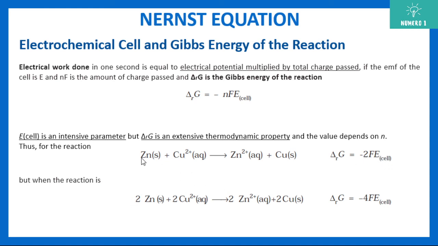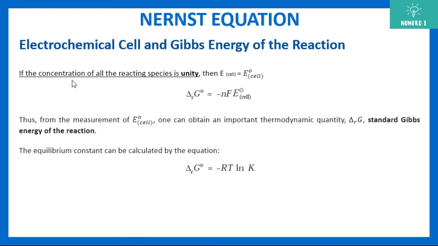If you multiply this reaction by 2, then your Gibbs free energy is minus 4F E cell. So you see that the delta G value depends on the number of electrons. It is an extensive thermodynamic property, that means it depends on the amount of substance which is there. Whereas E cell, for a given reaction, is always constant. It is an intensive parameter.